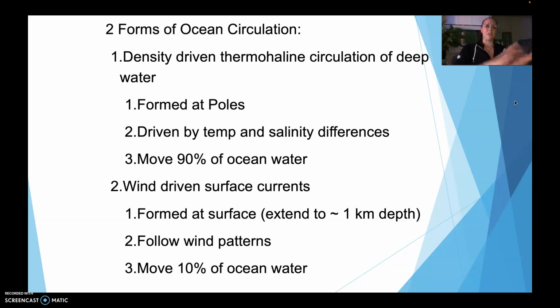But then what we're going to talk about now are these wind-driven surface currents. So these are formed at the surface, and they can extend anywhere from just at the surface down to about 1 kilometer's depth. And the reason that there's a variation there will be because winds are sometimes strong and sometimes they're weak. Stronger winds will tend to move and churn around water more efficiently than less wind, right?